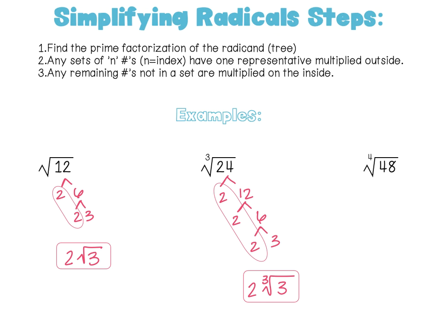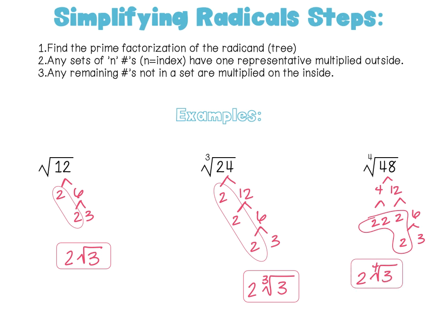Another example, let's use 48. We're going to go ahead and do our factor tree. Again, it doesn't matter the numbers that you start with as long as they equal 48, and you will end up with the same answer in the end. Now, my index is 4. That means I need 4 of the same number. Well, I've got 4 2s hanging down. That means that will go on the outside, and anything left over at the bottom of my tree goes on the inside. So 2 on the outside, and that 3 that's left over goes on the inside. Of course, since I started with an index of 4, I will need to have an index of 4 in my final answer as well.